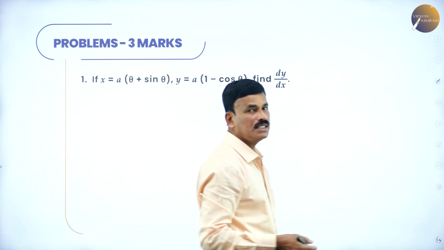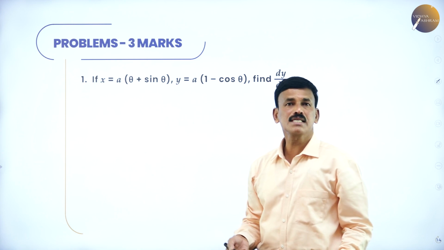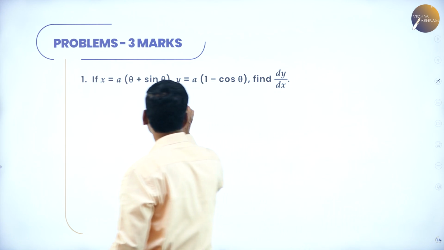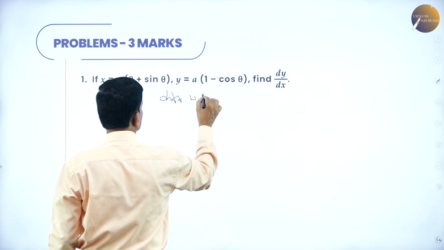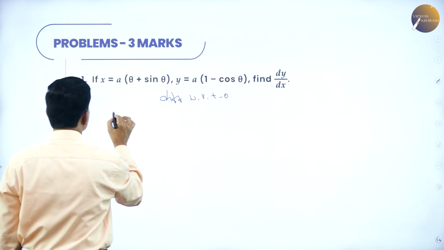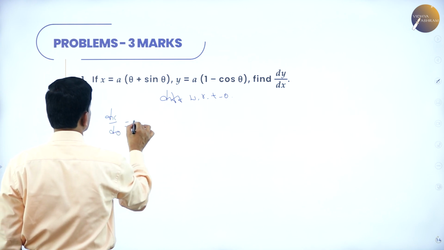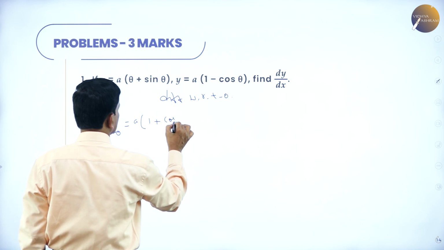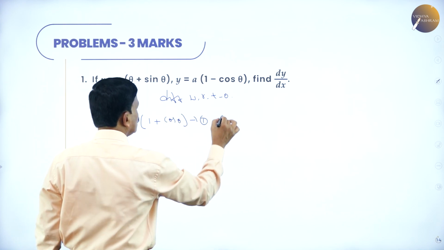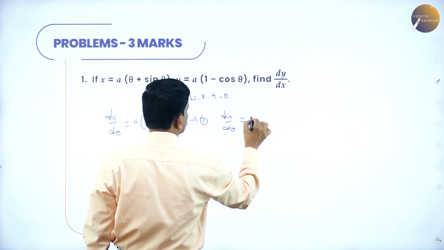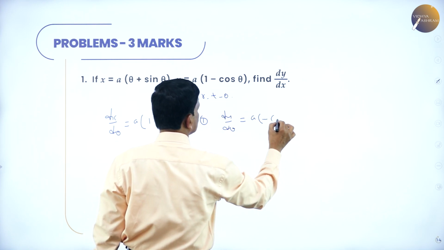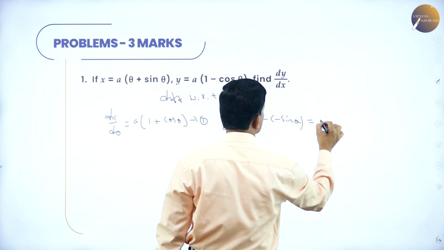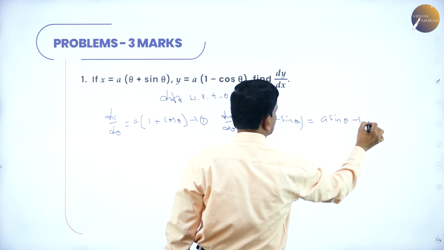Same parametric. Here, what is the parameter? Theta is the parameter. Differentiating with respect to theta on both sides, you will get the answer. So, differentiating with respect to theta, what do we have? First equation, dx by d theta is equal to a into the differentiation of theta, which is 1, and the differentiation of sin theta, which is cos theta: equation number 1. Here dy by d theta is equal to a into 0 minus the derivative of cos theta, which is minus sin theta. Minus into minus becomes plus a sin theta. This is equation number 2.